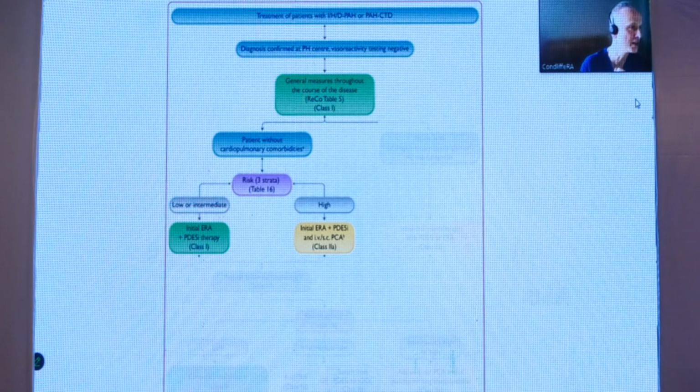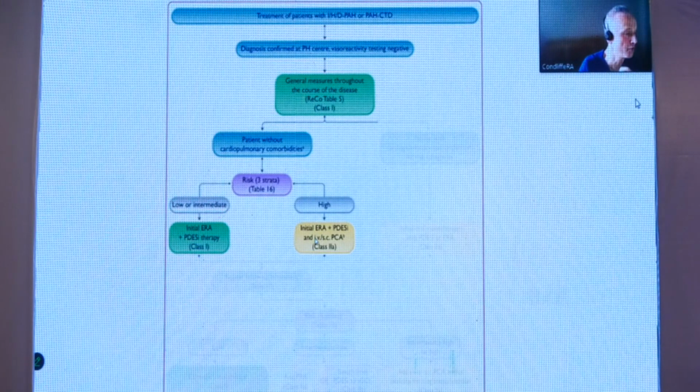Basically, those patients at increased risk, at high risk of poor survival in the first year, should be offered, if appropriate, intravenous prostanoid therapy in conjunction with oral combination therapy. For patients at lower or intermediate risk, on the basis of studies such as the AMBITION study, which showed that receiving tadalafil and ambrisentan was superior to receiving one of those drugs alone, combination therapy is given.